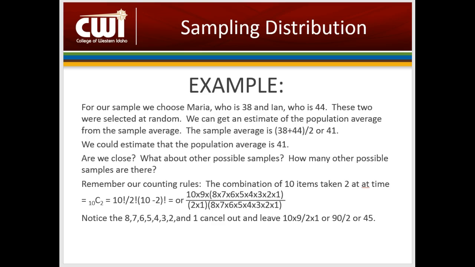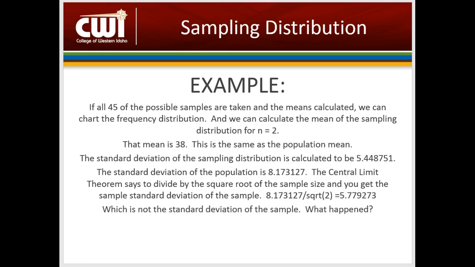Are we close? How many other possible samples are there? We can calculate this using combinations, and the result comes to 45 total possible samples for 2 employees. In an Excel file, all the possible samples were taken and the average of each of these were calculated. Then the mean and standard deviation of all 45 of these means were calculated.